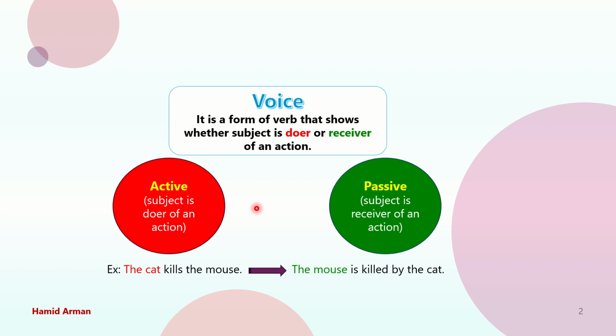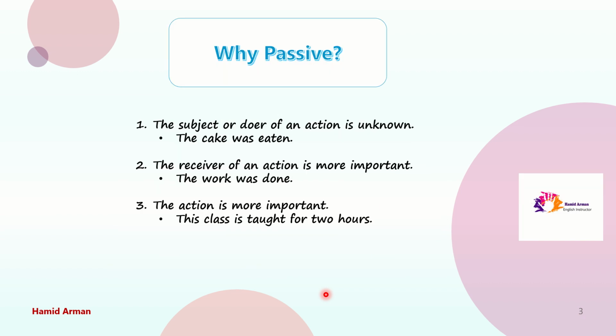Active voice shows the subject is the doer of an action. For example, the cat kills the mouse. The cat is our subject and it is the doer of an action. The cat kills the mouse, it is called active voice. On the other hand, passive voice shows the subject is the receiver of an action. For example, the mouse is killed by the cat. The mouse is the subject and it is the receiver of an action. The mouse is killed by the cat, it is called passive voice.